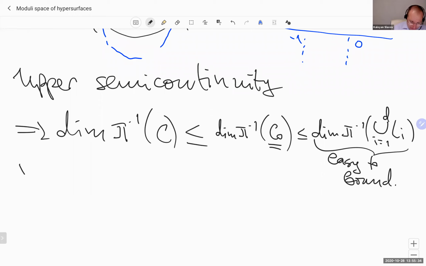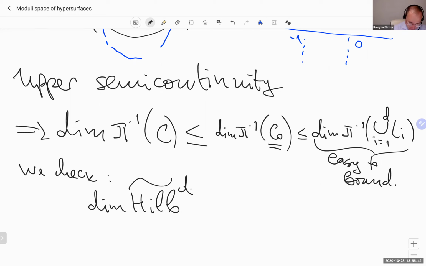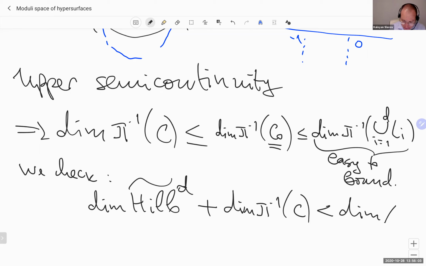Okay, and then all we have to do is check that the dimension of the Hilbert scheme, we only need the restricted Hilbert scheme. The reason we're working with the restricted Hilbert scheme is that if a hypersurface contains a curve in its singular locus, it also contains an integral curve. So for us, families of integral curves are good enough. Plus the dimension of the fiber, we explained how to bound the dimension of the fiber. We check this is less than the dimension of x1.